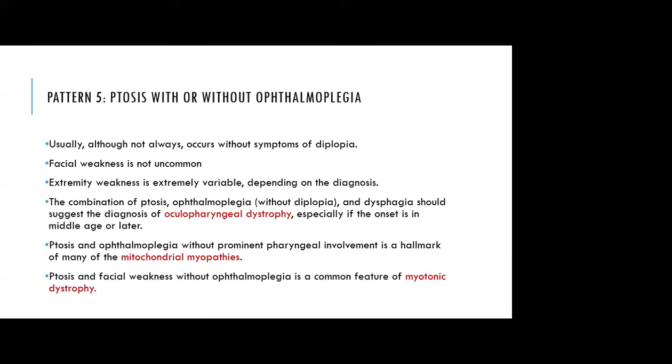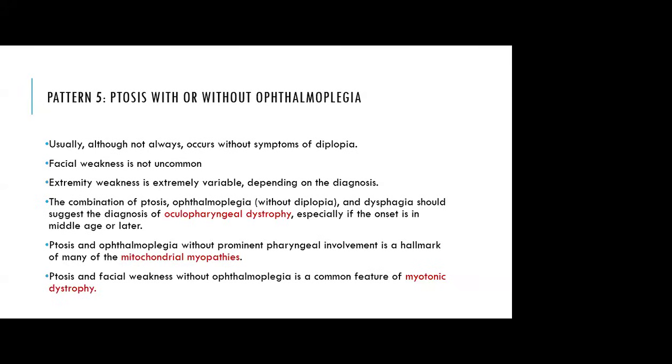The next pattern is ptosis with or without ophthalmoplegia. Usually, although not always, it occurs without symptoms of diplopia. When a patient presents with ptosis, like in myasthenia gravis syndrome, there might be symptoms of diplopia, whereas here in muscle disorders, usually they present without the symptom of diplopia. Facial weakness is uncommon. Extremity weakness is extremely variable depending on the diagnosis.